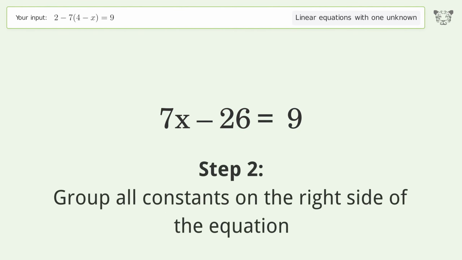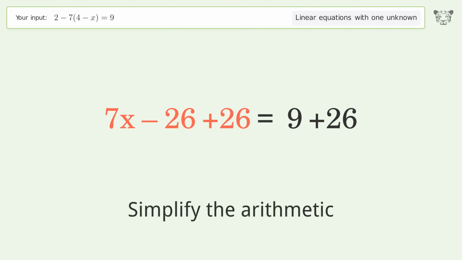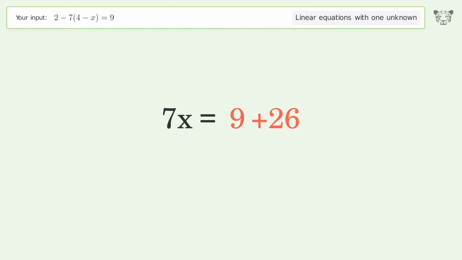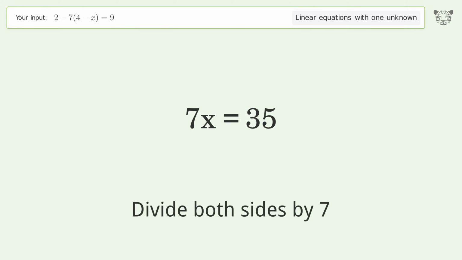Group all constants on the right side of the equation. Add 26 to both sides. Simplify the arithmetic. Isolate the x. Divide both sides by 7.